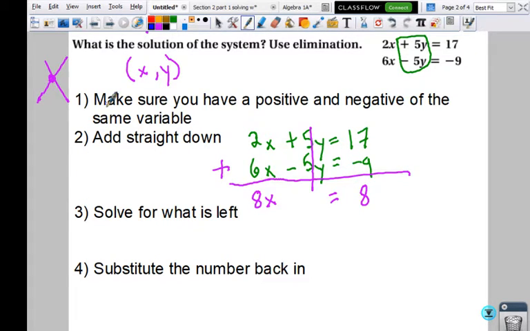So, step 1, make sure you have a positive and negative. Step 2, add straight down. Step 3 is solve for what is left. I have 8x equals 8. I'm just going to divide by 8.